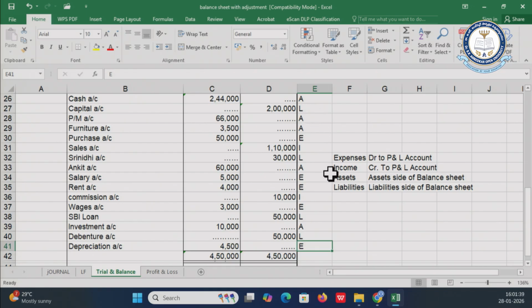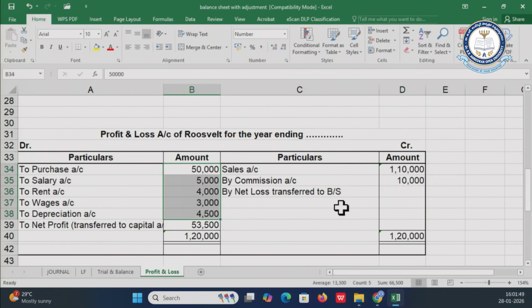Then likewise we also have marked with I. How many I's? 1 I, 2 I's, I for income. There are 2 income items. There's 1 I of sales, another I of commission. That's a gain. So the total is 1,20,000 on both sides. When you write, the difference between 1,20,000 and all expenses is 53,500, which is the net profit transferred to the balance sheet. This will be taken in the balance sheet under capital.